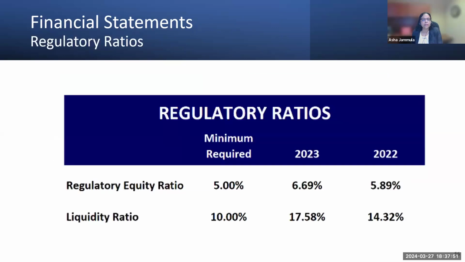Subsection 15 of the Rules to the Credit Union Act stipulates that credit unions must maintain an equity level no less than 5% of the total assets. OMISTA exceeded this minimum and ended the year with a strong equity position of 6.69% at December 31st, 2023.